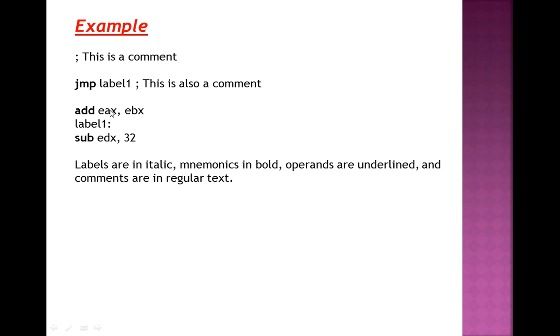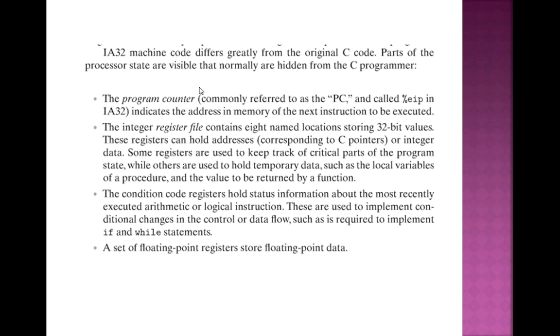So this adds two values or variables, that is EAX and EBX, and the last line, SUB EDX, 32, subtracts 32 from the EDX value. Suppose EDX has the value 64. So 64 minus 32 is 32. So the output is 32. This is used while writing an assembly language program.